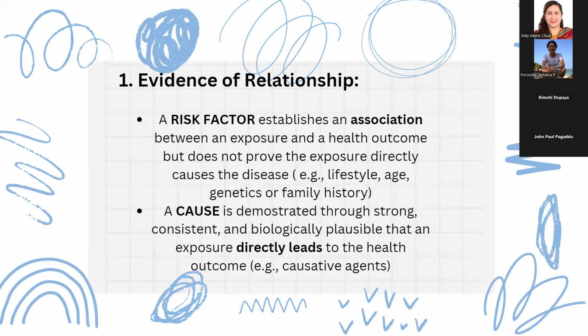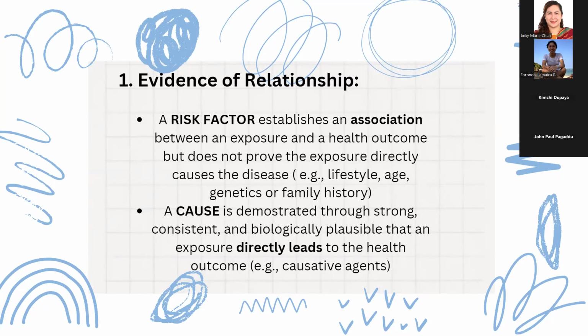In terms of evidence of relationship, a risk factor establishes an association between an exposure and health outcome, but does not prove the exposure directly causes the disease. Example po ng mga risk factor is the lifestyle, yung age po natin, or genetics, or family history. Another example nito is a family history of heart disease has a higher likelihood of developing the disease, but does not confirm that the family history is a direct cause, but indicates a greater risk.